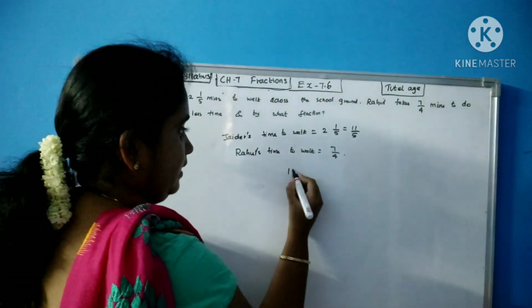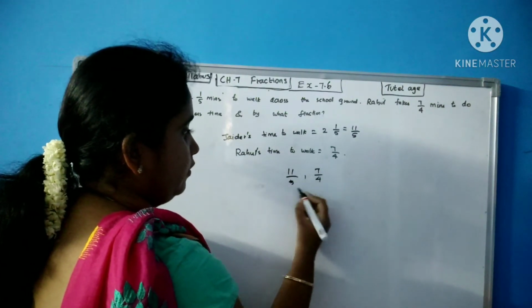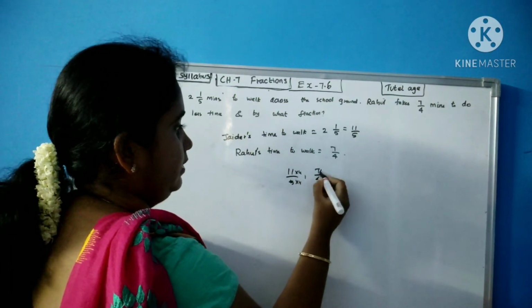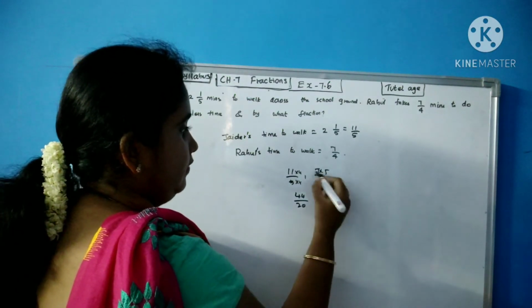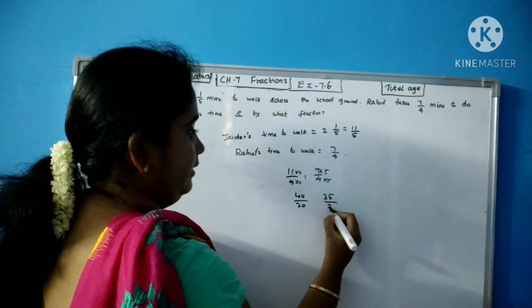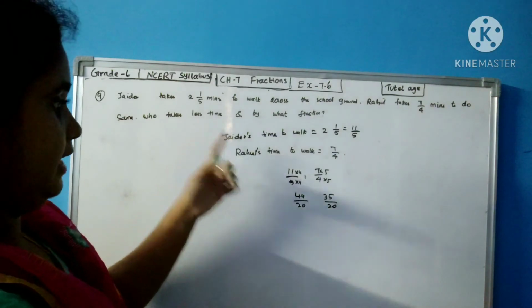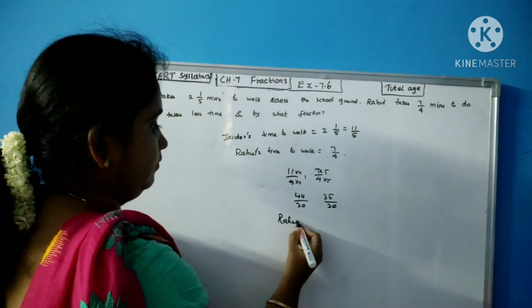Same as the previous sum, 11 by 5 compared with 7 by 4. 5 4s are 20, that is your LCM. So cross multiply: 4 into 11 is 44, so 44 divided by 20, and 5 7s are 35, so 35 divided by 20. So who is taking less time? 35 by 20. Rahul is taking less time.